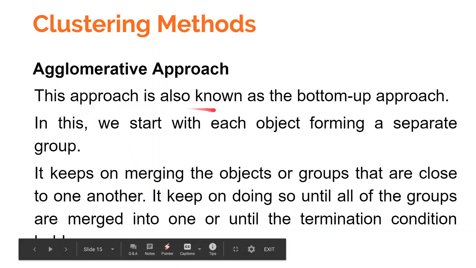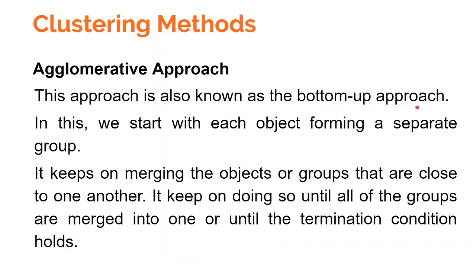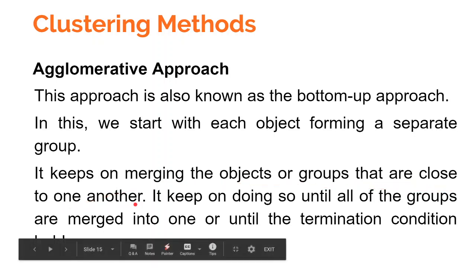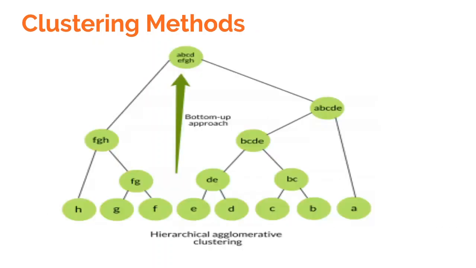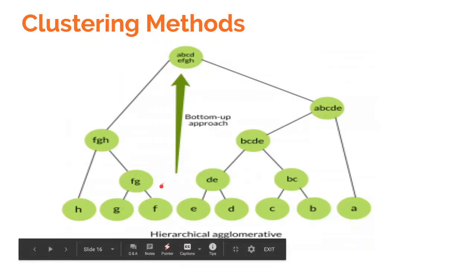Agglomerative approach is known as the bottom-up approach. In this method, we start with each object forming a separate group. It keeps on merging the objects or groups that are close to one another. It keeps on doing so until all of the groups are merged into one or until the termination condition holds. Let's take a brief example of hierarchical agglomerative approach.